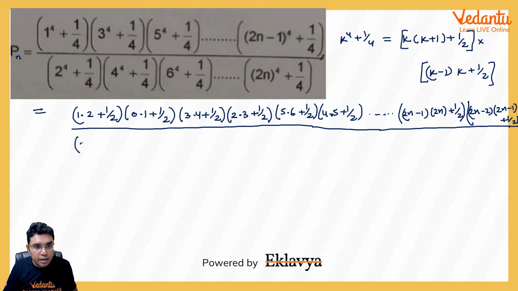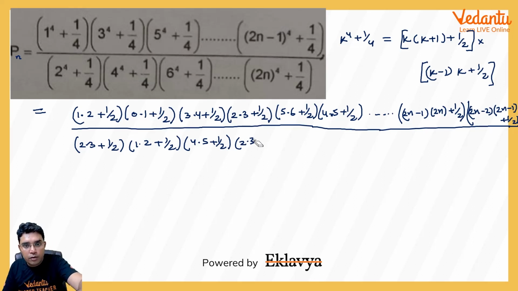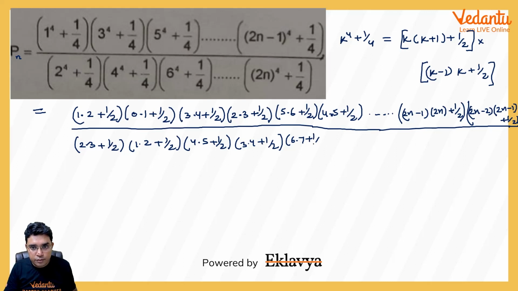In the denominator, if you write, it will be 2 into 3 plus half, and here it will be 1 into 2 plus half, 4 into 5 plus half, 2 into 3, not 2 into 3, it will be 3 into 4, 3 into 4 plus half. For next one, it will be 6 into 7 plus half, and then 5 into 6 plus half, and so on. The last bracket will be 2n into 2n plus 1 plus half, and here it will be 2n minus 1 into 2n plus half.